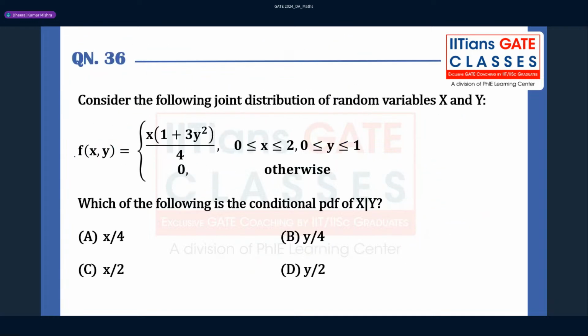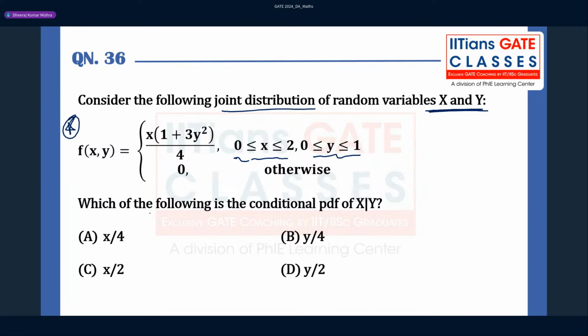Let us move to the next question. Now you can observe that they are asking a question with two random variables, right? Consider the following joint distribution of the random variables x and y. f of x,y is given as x times (1 plus 3y square) by 4, where x takes values between 0 to 2 and y takes values between 0 to 1.